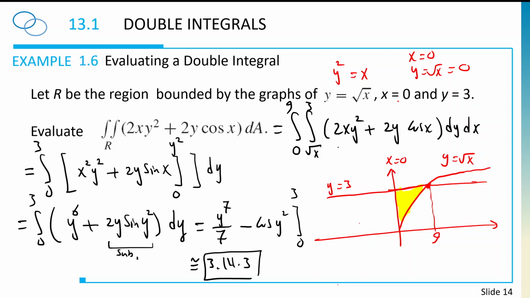If you do this integration, you'll get exactly the same result, which would be 314.3. Hopefully this is clear. I recommend that you practice more. Try to resolve the question that we've done together today. Hide the solution, try it yourself. Play around with the variables, try to switch. See, do you get the same answer?